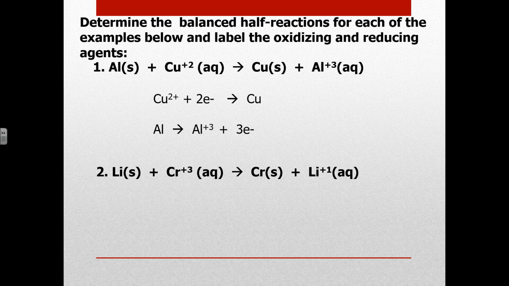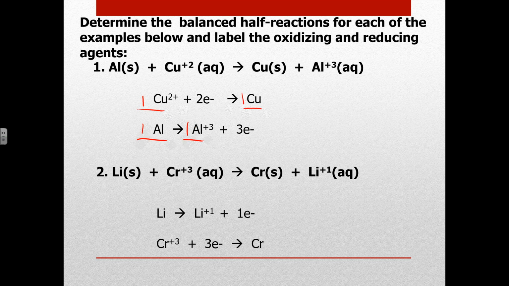Okay, so your copper went from +2 to 0. It gains 2 electrons. That's being reduced. The aluminum goes from aluminum to +3, being oxidized, and that's losing 3 electrons. Balanced for mass, 1 copper here, 1 copper on this side, 1 aluminum on the reactant, 1 aluminum on the product. There's your oxidation and reduction.